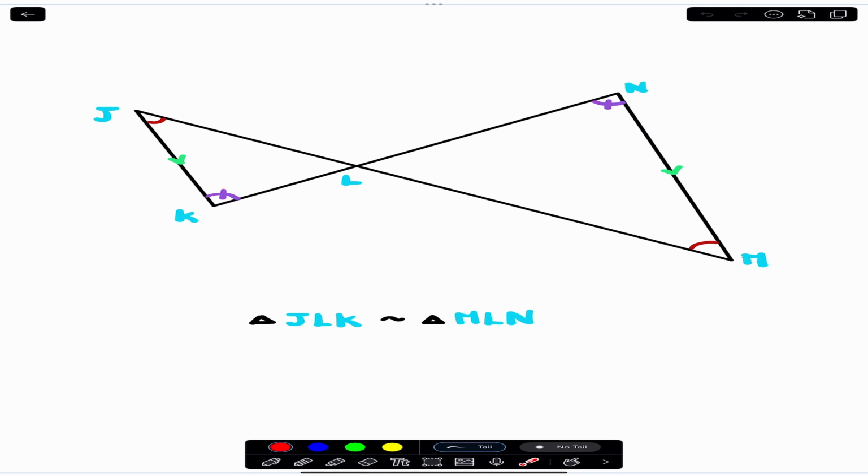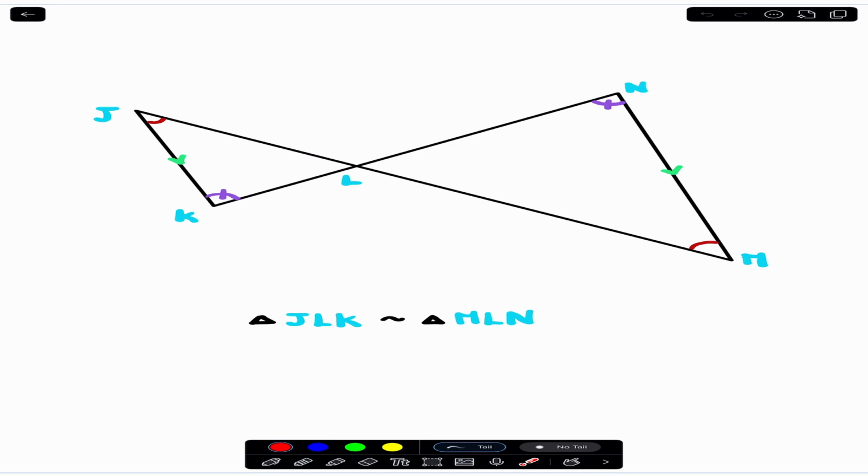And as a result, again, by AA similarity, so as you can see, it's AA similarity once again, a very important one. We have triangle JLK is similar to triangle MLN. In this case, angle J matches up with angle M, so those letters come first. L is shared, and angle K matches up with angle N. So that vertex comes last.